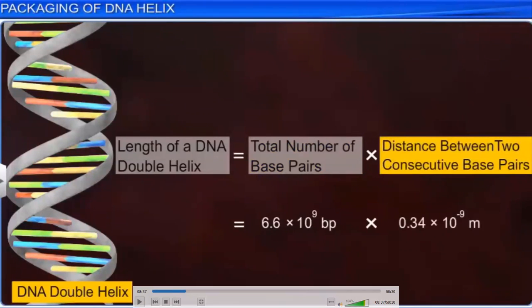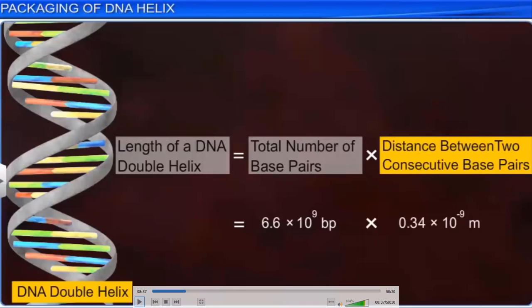This is the calculation of how we are saying it is 2.2 meters. As you can see here, they are telling you how it is calculated. The length of the DNA with the total number of base pairs will give you the 2.2 meters, what you can see. Here it is given very clearly.